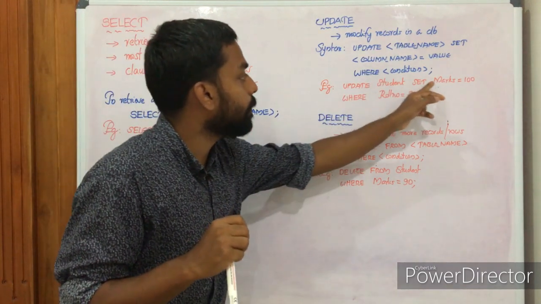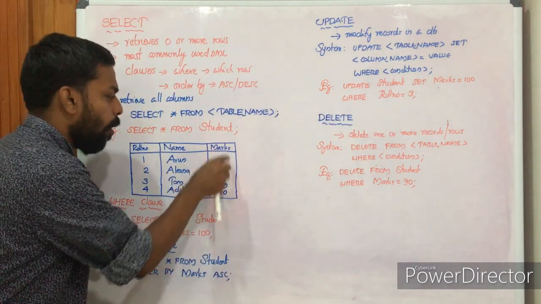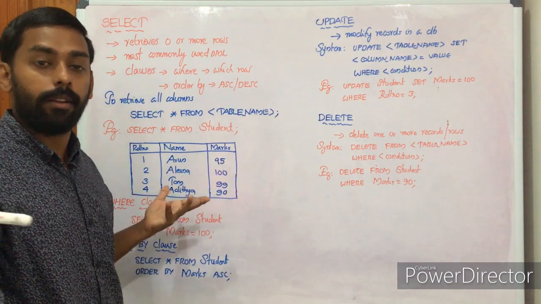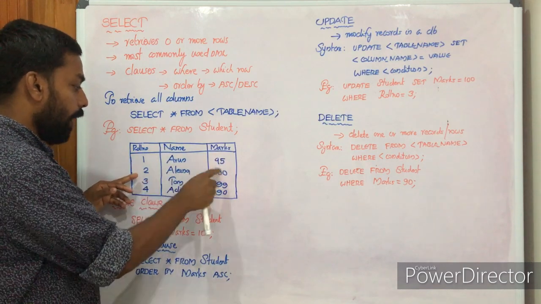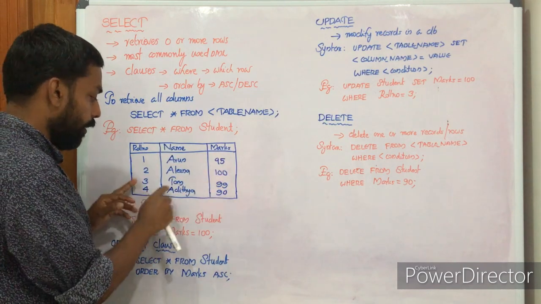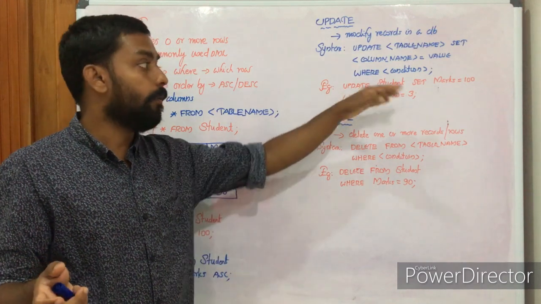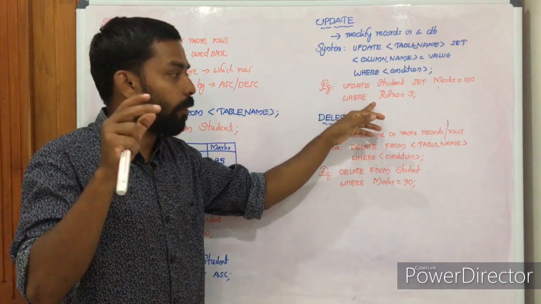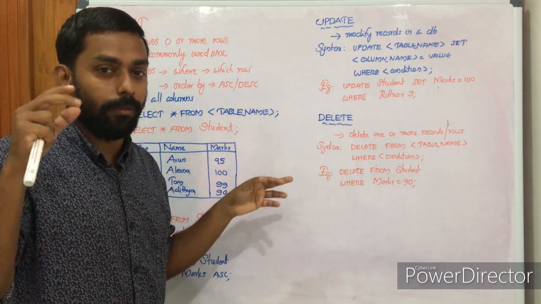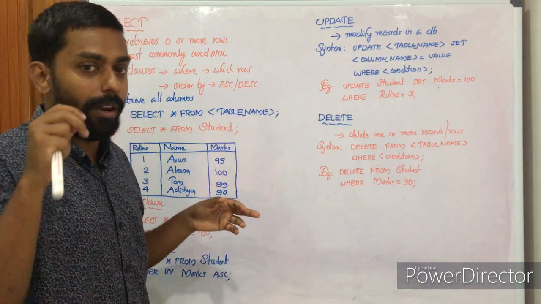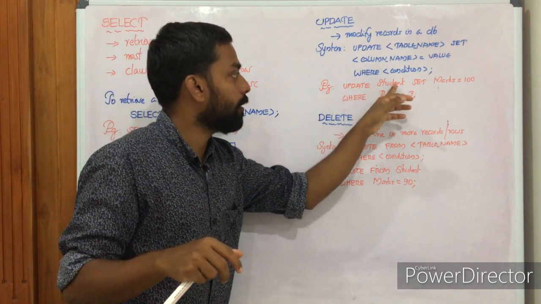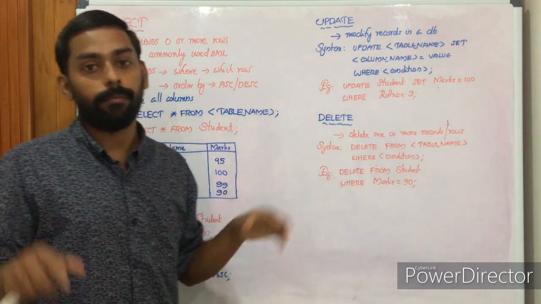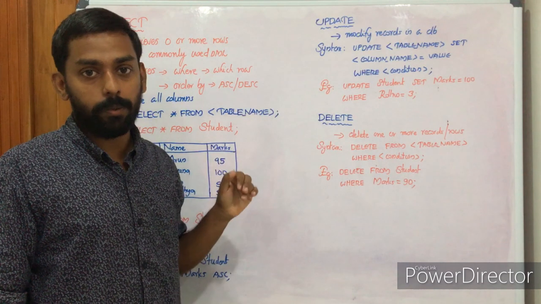So update student set marks equal to 100. What will be the result? The marks of all the students will be set to 100. Like 1 Arun 100, 2 Alina 100, it's already 100, 3 Tom 100, 4 Aditya 100. Here we are not applying this to all the students, because we can't find any logic in that. So we are updating student by setting marks as 100 only for the student who has roll number 3. We have seen the difference as well, right?